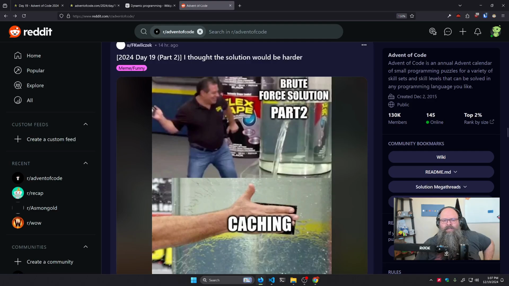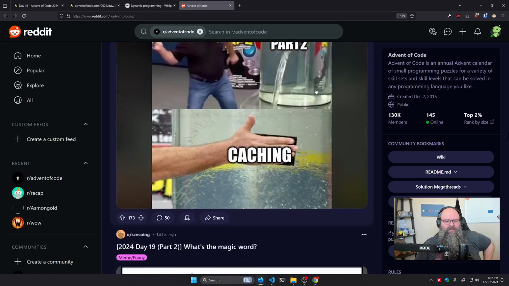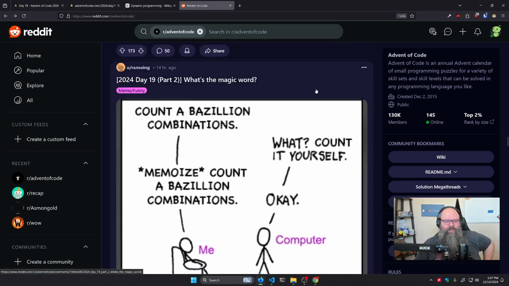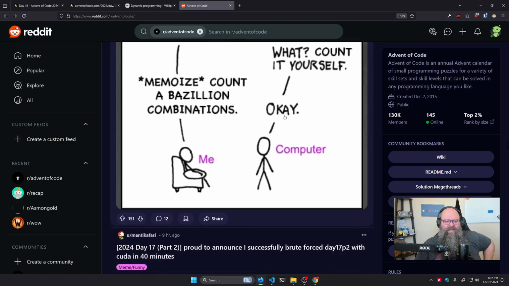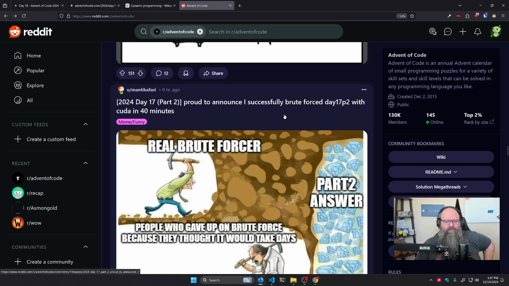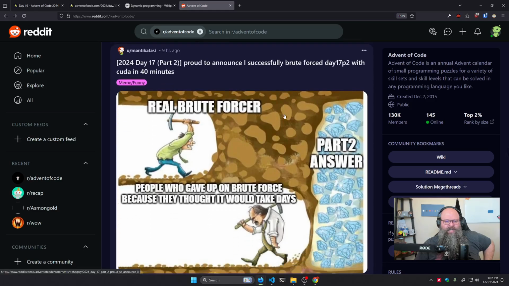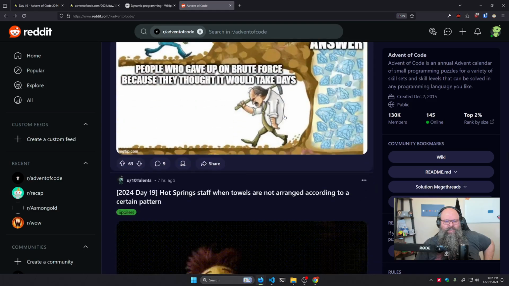That makes sense. I don't know that I'd call it brute force, but the meme this year has become brute force. And it's one of those, I don't think you're using that word the way it's supposed to be used. Counting yourself, memoize, count a bazillion combinations. Okay. Yeah, memoize solves it. Real brute forcers are people who gave up brute force because they thought it would take days. Oh, this is day 17.